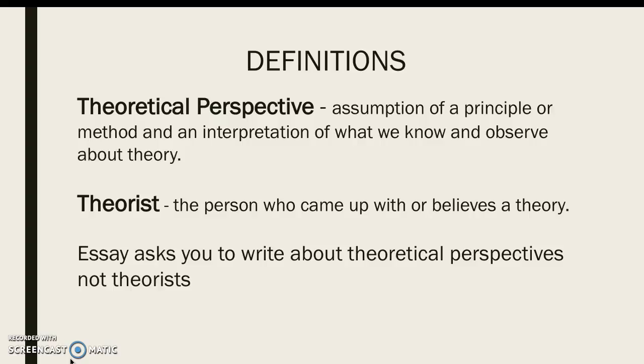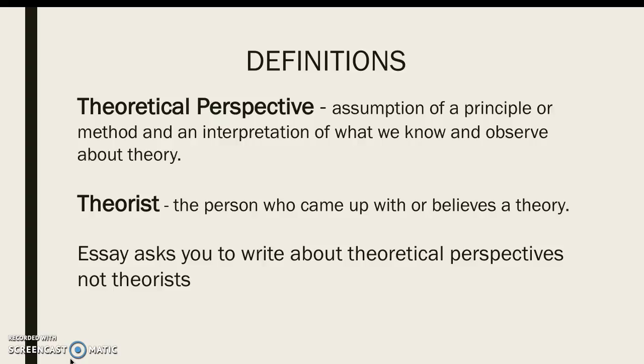For example, Vygotsky is a theorist who believed that the theory of language acquisition was both social and biological in nature. This is encompassed by the social interactionist theory, which believes that children are born with a biological capability to learn and acquire language, and that these skills are developed through scaffolding from adults. That's the theoretical perspective, the social interactionist theoretical perspective.